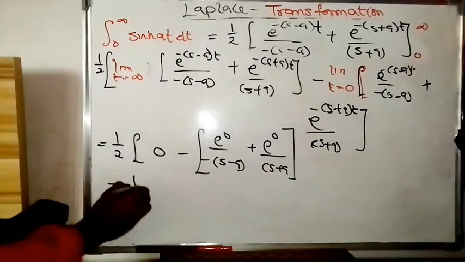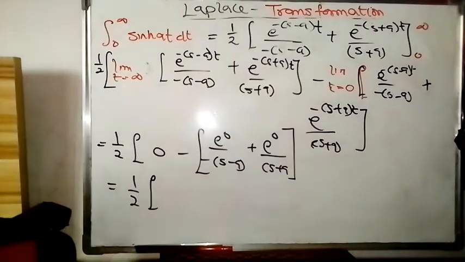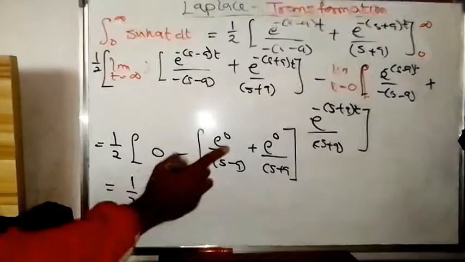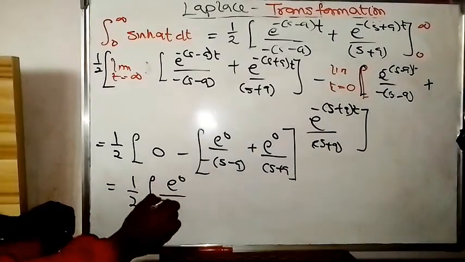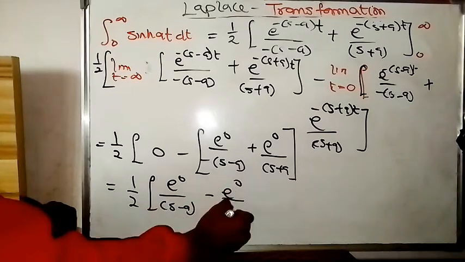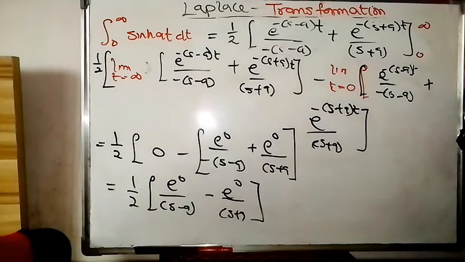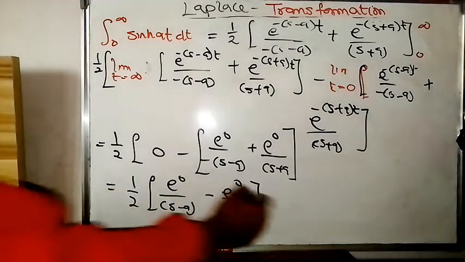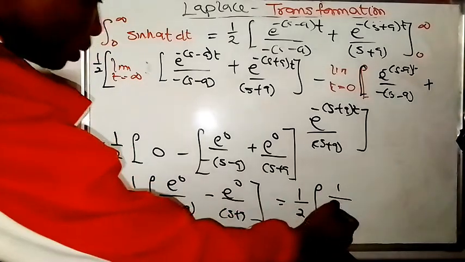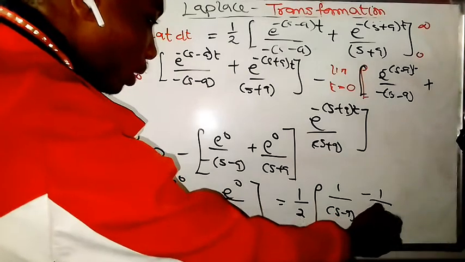So this is equal to 1 over 2, open bracket, 0 minus this eventually becomes 0, minus times minus is plus, so the minus is multiplying through, right? So this is exponential 0 divided by s minus a, minus exponential 0 divided by s plus a. Exponential 0 is what? 1, right? So we'll be having 1 over 2, open bracket, 1 divided by s minus a minus 1 divided by s plus a.